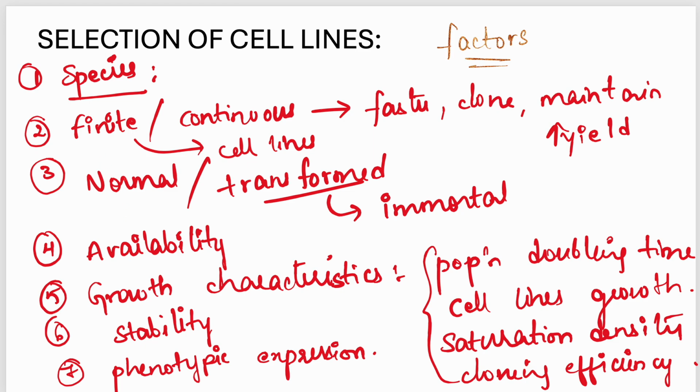What are the factors we see here? Species, finite or continuous, whether we have to select which one to use for the experiment. Next, normal or transformed. Next, availability of the cell lines and growth characteristics of the cell lines, stability of the cell lines in the media, and phenotypic expression also we consider before selecting the cell lines.